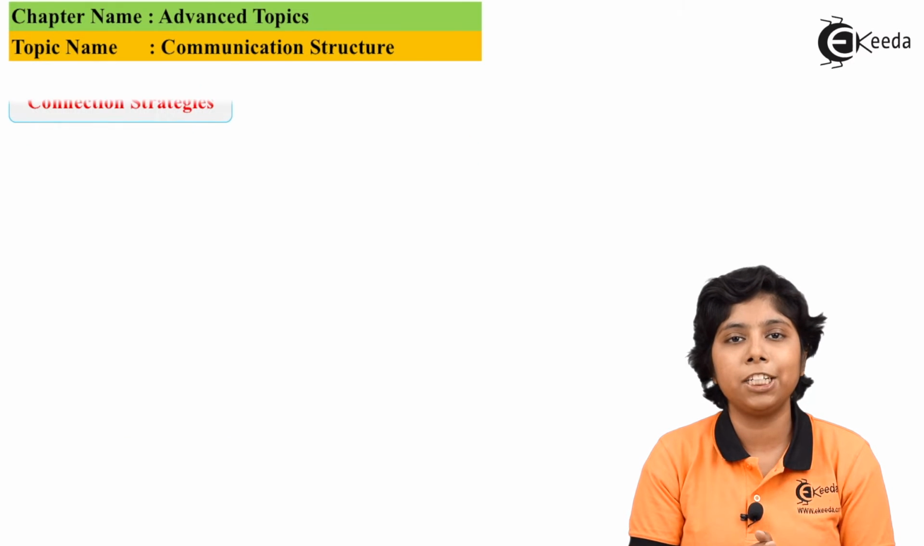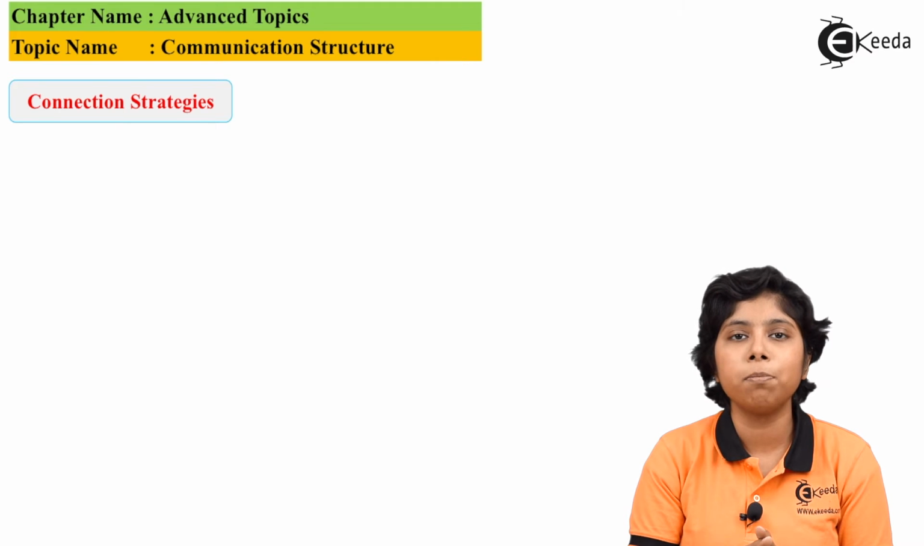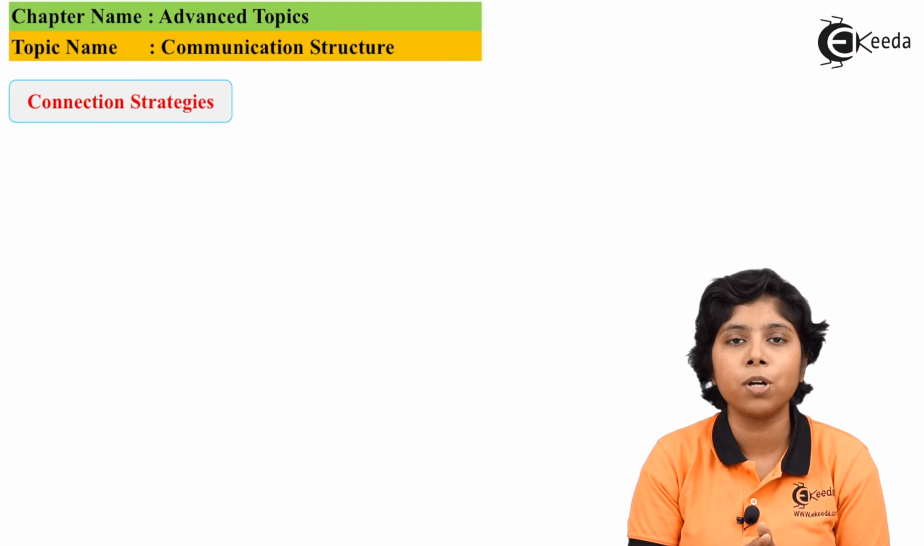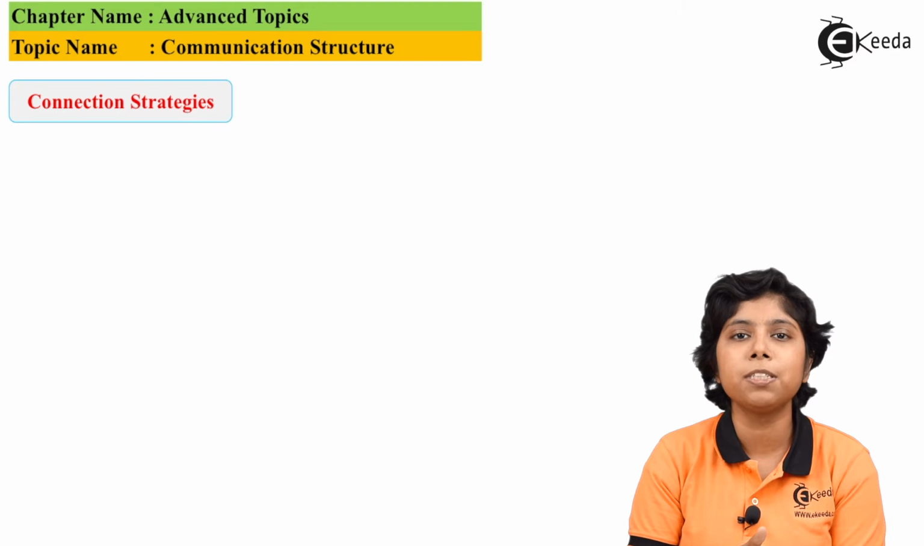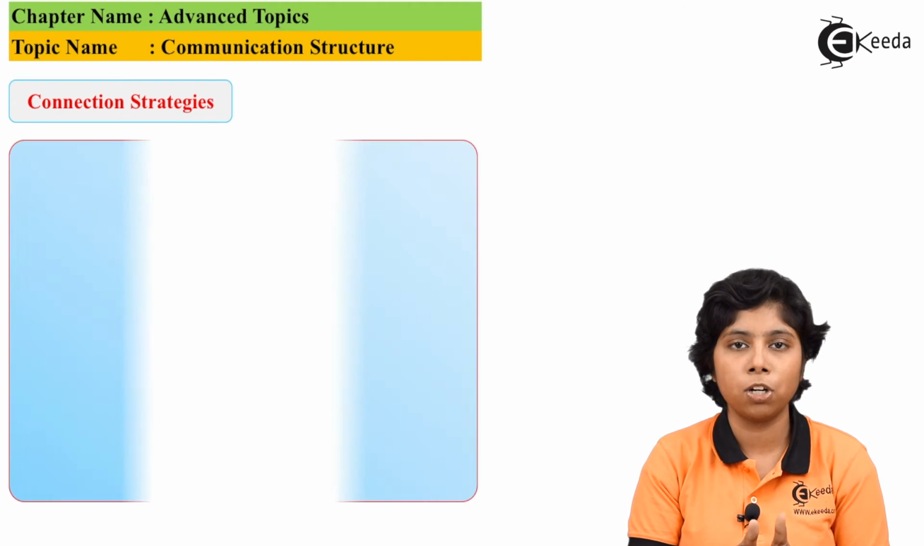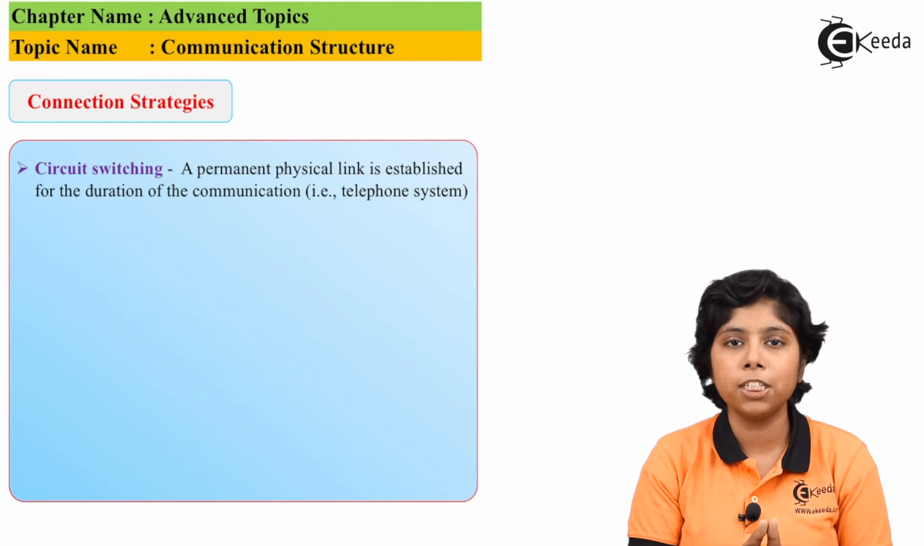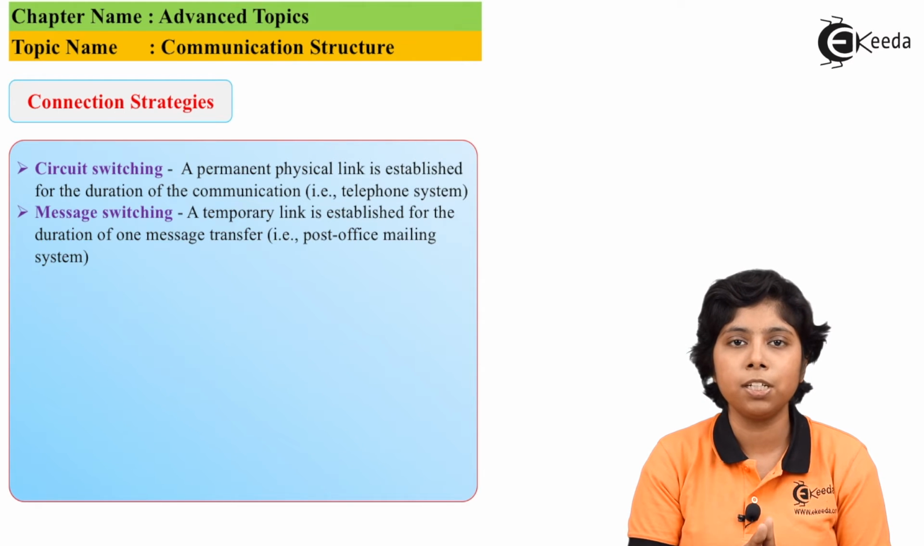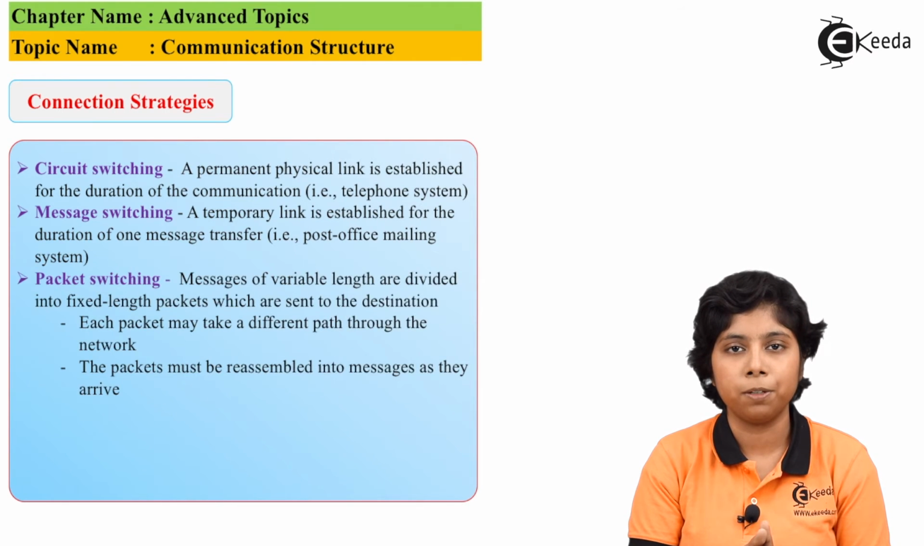The next is the connection strategy. As we are talking about communication from one host to another machine, there must be some ways of connecting them. There are three connection ways between these hosts or machines. One is circuit switching, another is message switching, and the third one is packet switching.